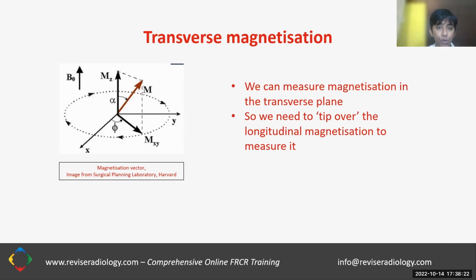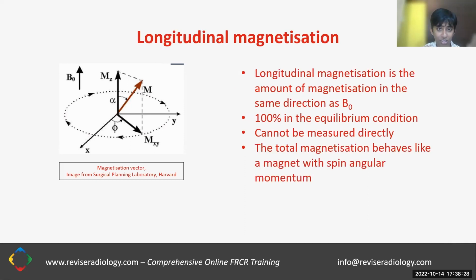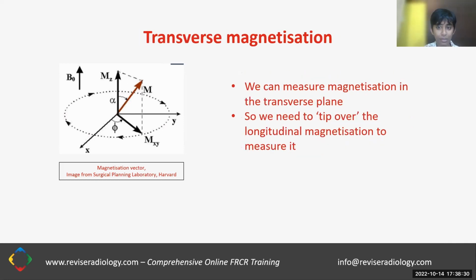So what we need to do is we have to measure how much magnetization is there in the longitudinal direction, because that's how we create the MRI image. But we can't measure it in the longitudinal direction. We can only measure it in the transverse direction. What do we mean by transverse direction? We mean the direction which is perpendicular to the longitudinal direction. So perpendicular means 90 degrees. We can measure magnetization in the transverse plane.